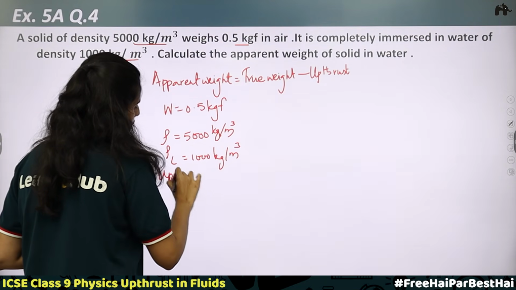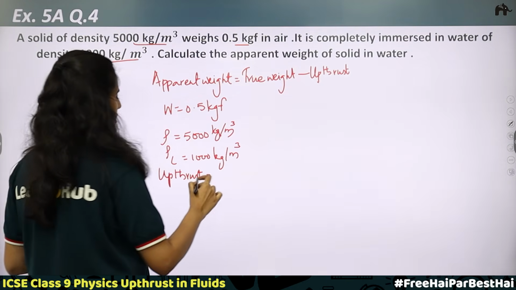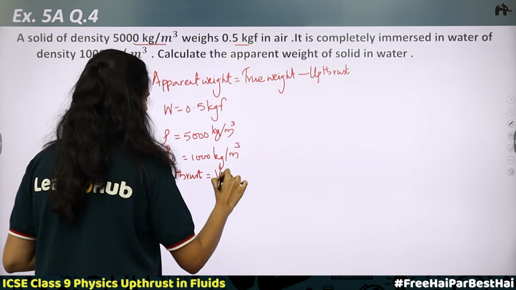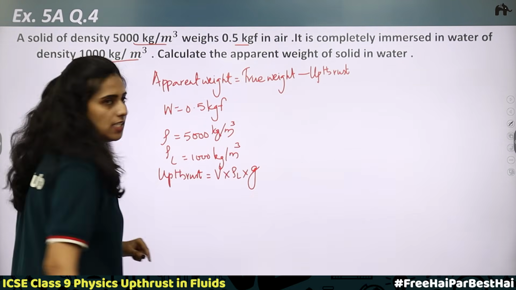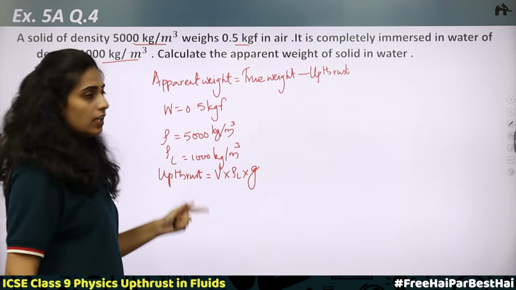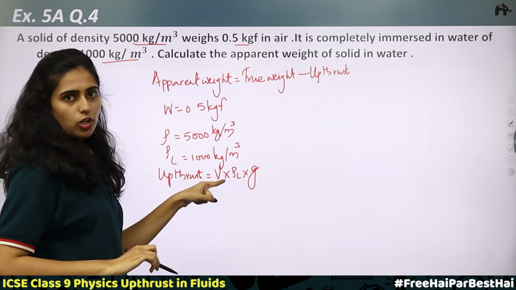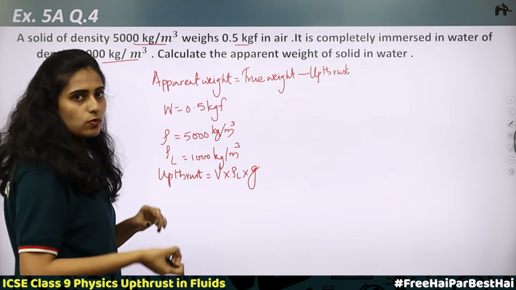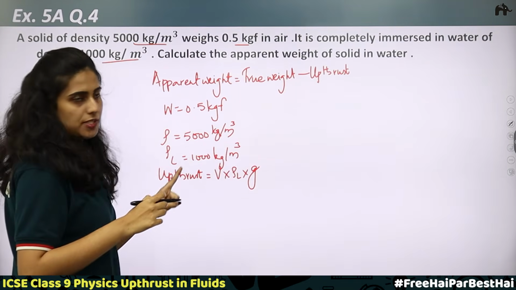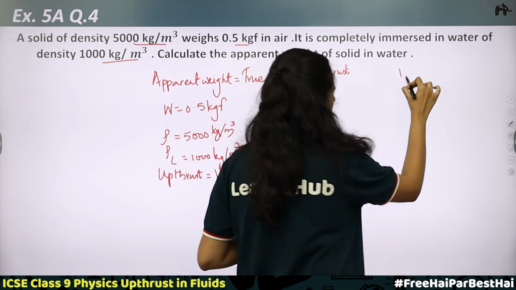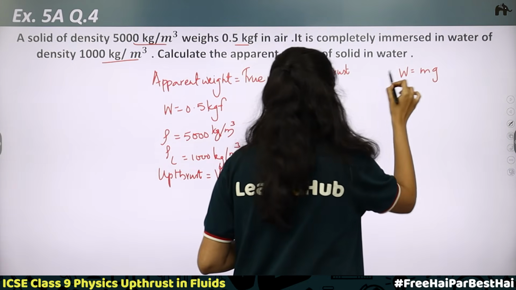To find the upthrust, what do we need? We know upthrust is equal to volume of liquid into rho L into acceleration due to gravity g. Here you can see that we know the value of rho L. What is the volume? Volume of the liquid displaced will be equal to the volume of the object. Now how to find the volume of the object? We have the relation, weight is equal to m into g. We know the value of weight.